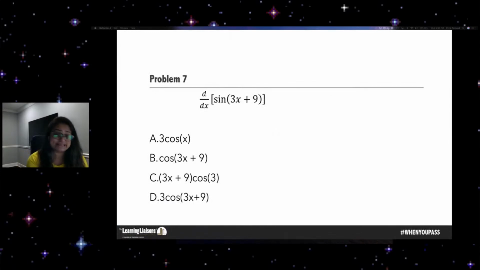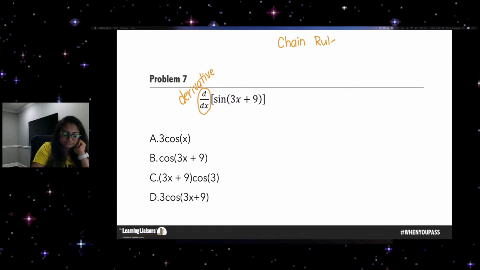Okay, we have problem number 7. Here's another derivative. You guys are probably tired of derivatives. Derivatives actually make me happy, so I'm not too worried about them. So here is a lovely sine problem again. And we know it's a derivative based on the front, right? Can somebody tell me what type of derivative rule we're going to use in order to solve? It's the chain rule, right?